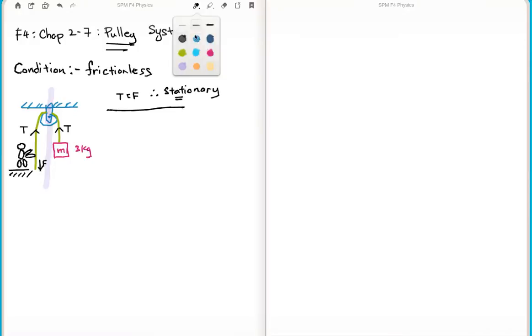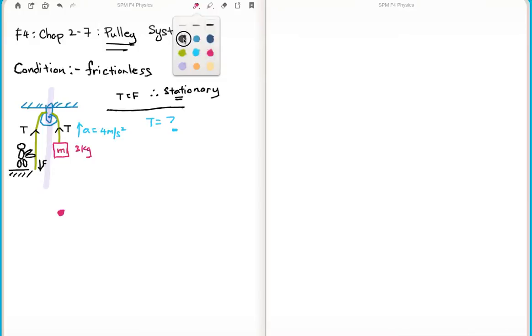Now you are told that this object accelerates upwards with a equal to 4 meters per second squared, going upwards. You need to find out what T is. How do you do that? First of all, you start with your free body diagram. Assume you are the box or the load.